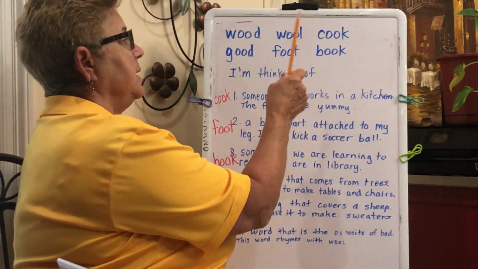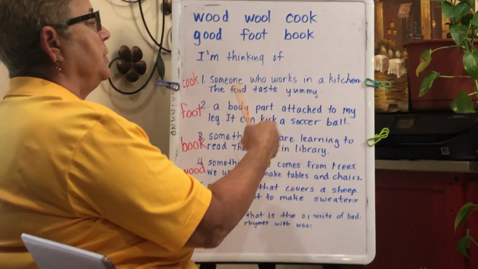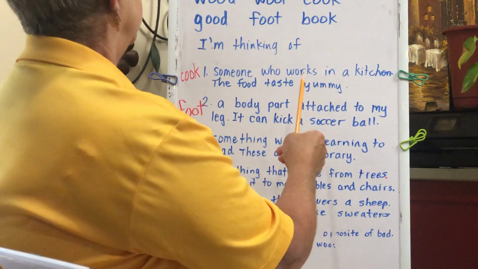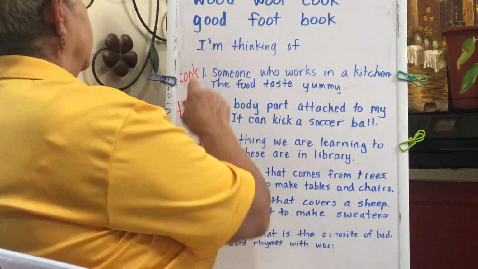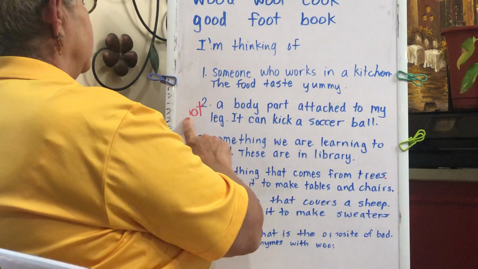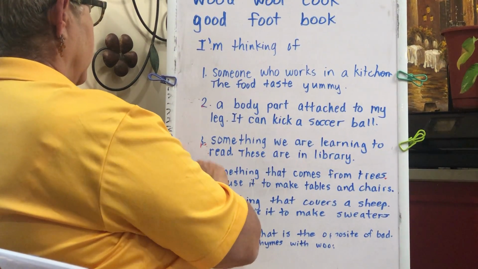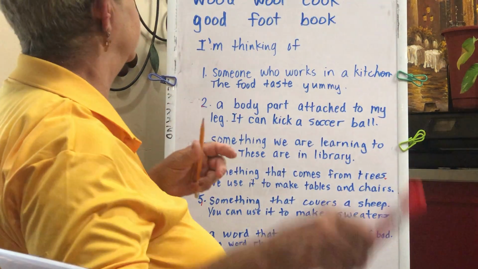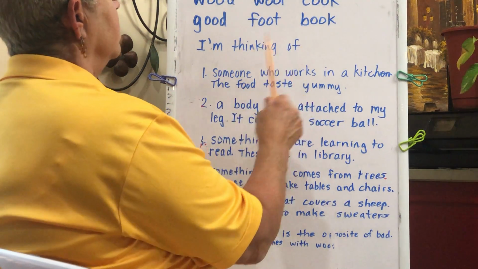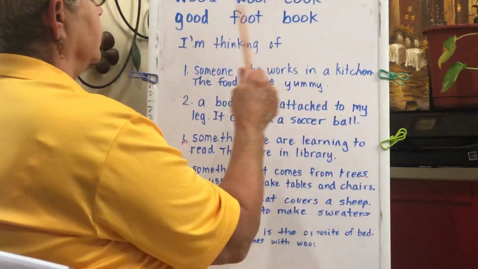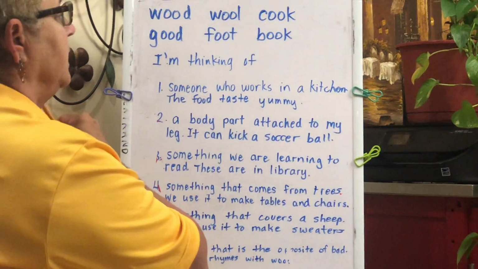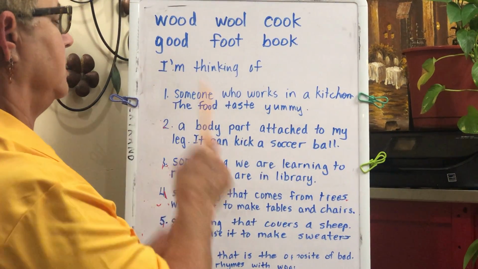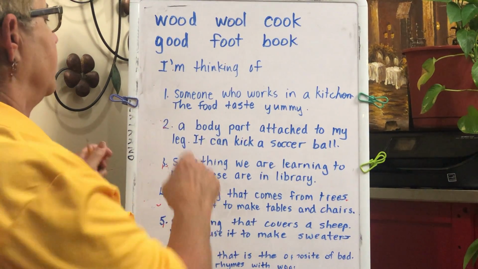And so these are some little riddles for you to think. Which one are they describing when we read each word, each riddle? So you're going to choose one that gives the answer to each of these. And let's see, I need to erase these. Okay, so the first one says, I'm thinking of someone who works in a kitchen. The food tastes yummy. So which one of these would be a person who works in a kitchen? You say it out loud, and then I'm going to write it.